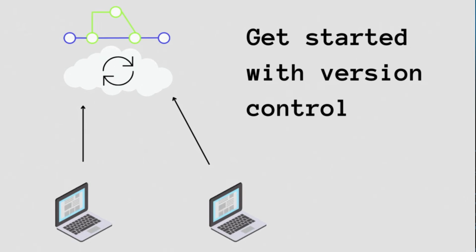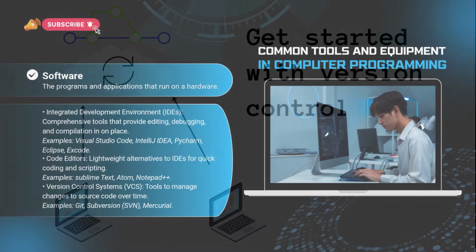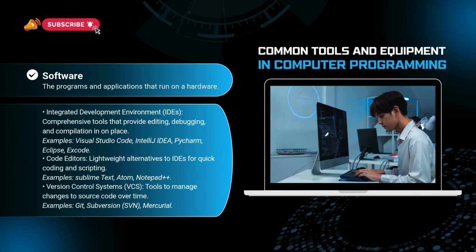This is especially important when multiple people are working on the same project because it prevents conflicts and makes collaboration smoother. With a VCS, developers can roll back to earlier versions if something breaks, experiment with new features in separate branches, and merge those features back into the main project once they're ready.